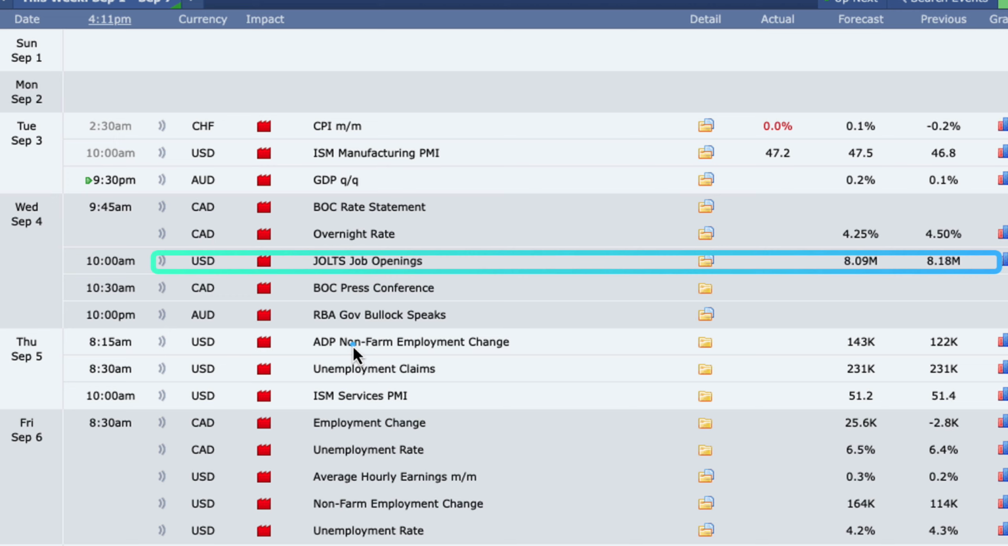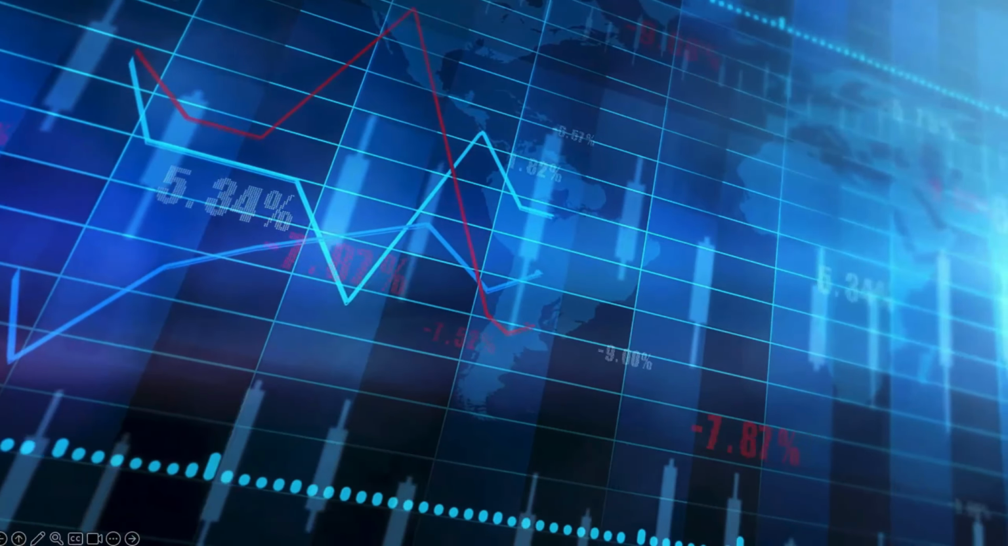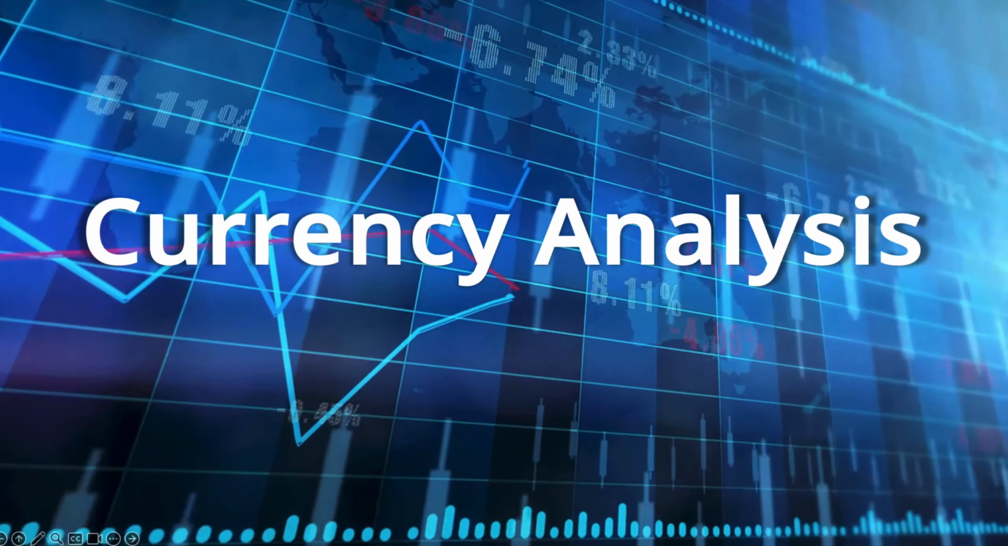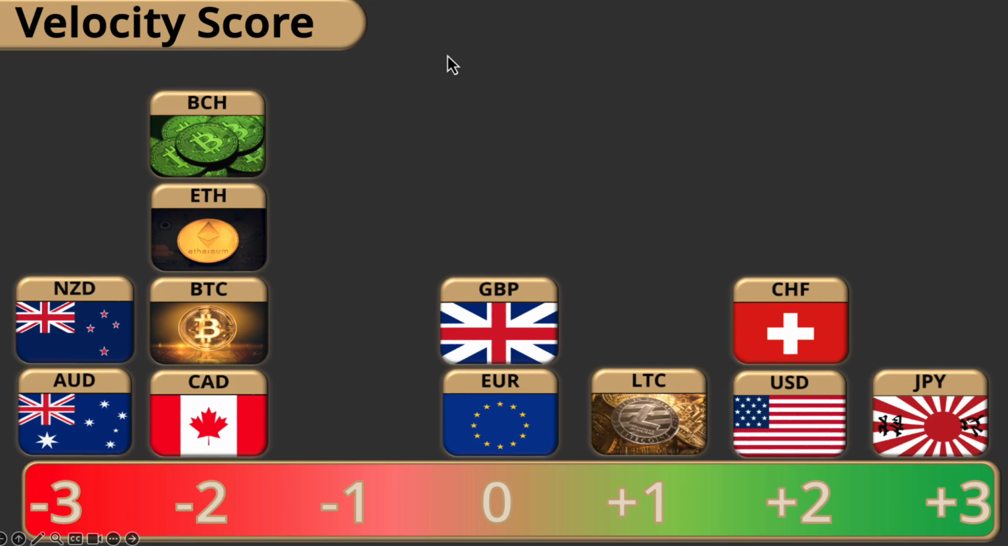We're getting that shift. We're getting that shuffle. We just need to make sure we're staying on the right side of the markets. So let's just jump into the currency analysis and take a look at velocity scores, and then we'll jump into some possible setups.